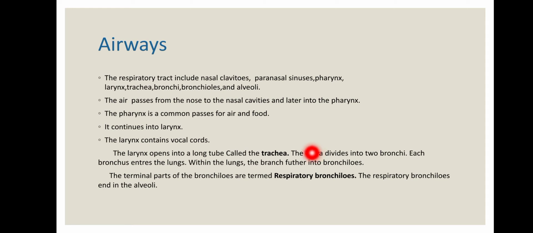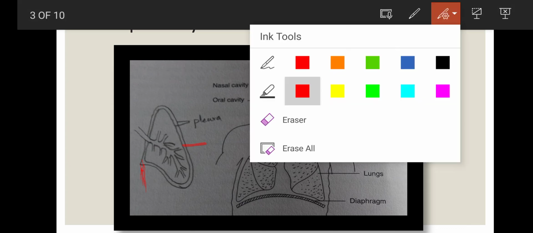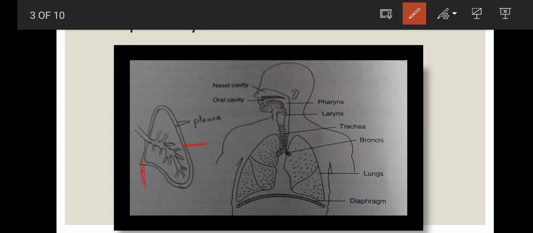The terminal parts of bronchioles are termed respiratory bronchioles. The respiratory bronchioles end in the alveoli. As in the diagram, I will clarify. The respiratory tract includes the nasal cavity and pharyngeal sinus. So we can see here pharyngeal sinus and pharynx, and next larynx, trachea, bronchi, bronchioles. Bronchioles are divided into bronchioles, and next the alveolus. Here we have the alveolus.